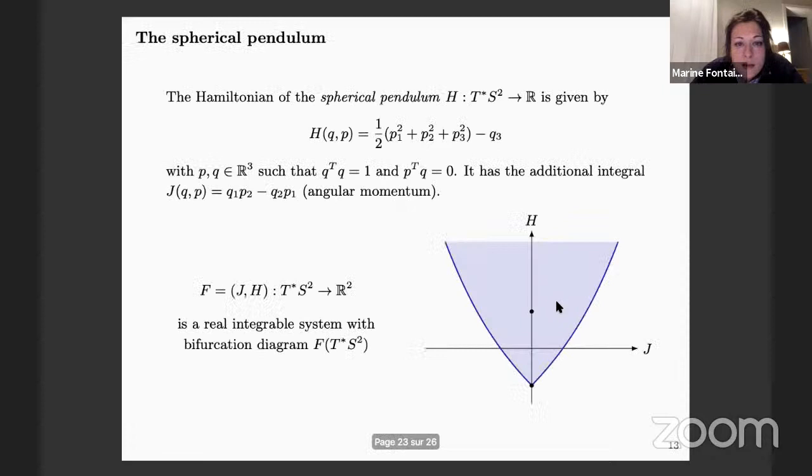classical example of an integrable system, the spherical pendulum on the cotangent bundle of the sphere. So you have H as kinetic energy plus a linear potential, and it is invariant by S1 rotation. So you have an additional integral, which is angular momentum. G and H Poisson commute and they are linearly independent almost everywhere. So you have an integrable system. And the image is called the bifurcation diagram, which is drawn here in the GH plane. The boundary is the image of the rank one critical points, the relative equilibria in that case. And the dots here are the images of the rank zero critical points.